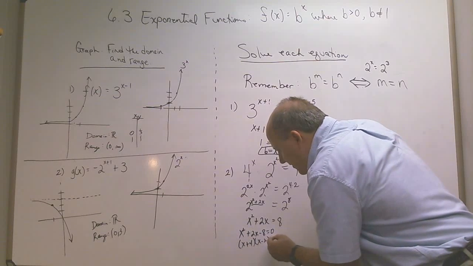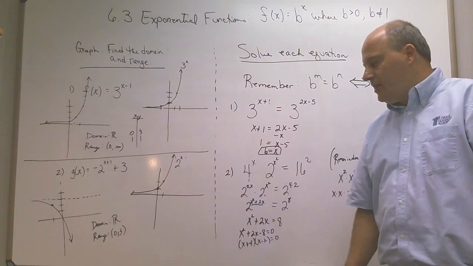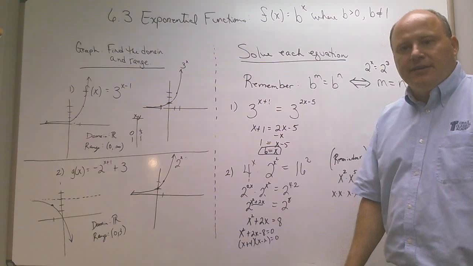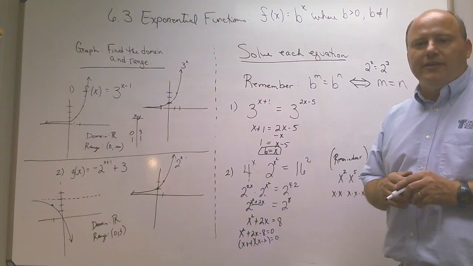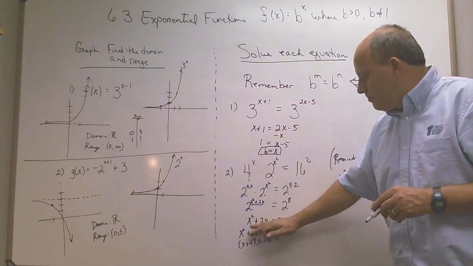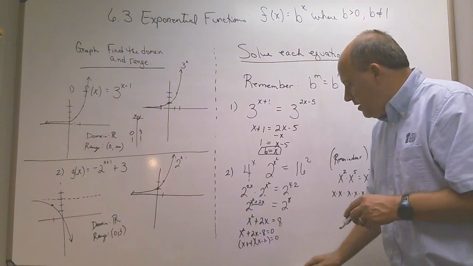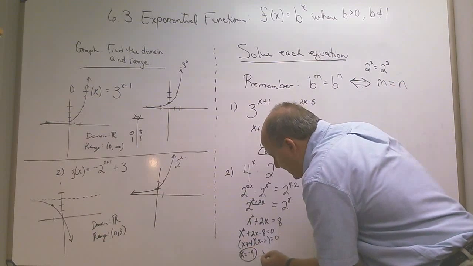And you're like, what if it doesn't factor? Well, you know what to do. You have to use the quadratic formula. That'd be bad news because the problem is hard enough as it is. Hopefully they won't do that to you. They'll make this step right here a factorable step. So x equals negative 4, and x equals positive 2.